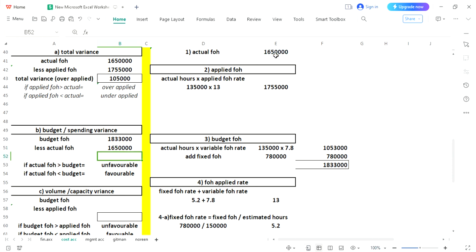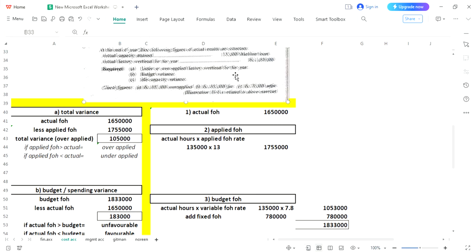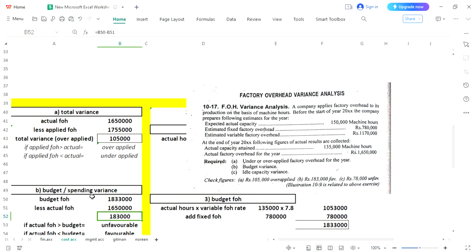Both amounts are calculated. It's now time to see its variance, for which you will calculate the difference of budget. Budget was this amount, 18,30,000, and then you will subtract your actual FH, which was 16,50,000. Alright, in this way you have calculated your budget variance. This was your heading, and second requirement B, 183,000, is the answer, and you can see 183,000 over here.